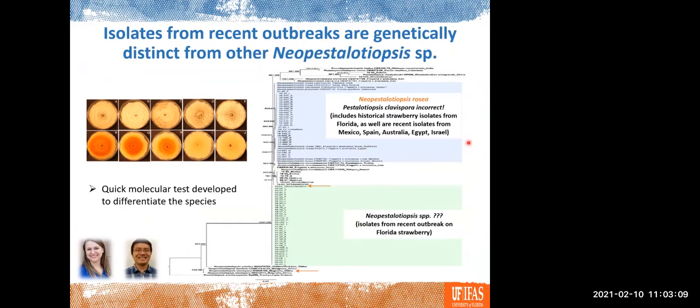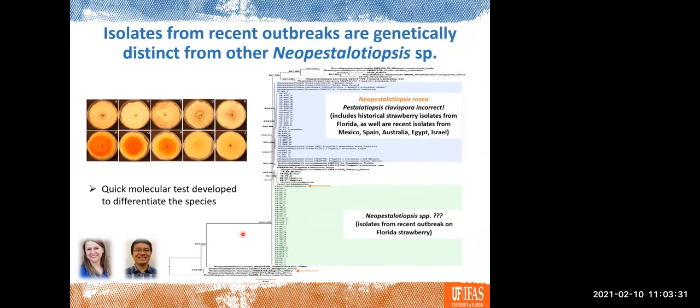I do realize this is small to read, and I don't expect you to. What I basically want to show you, there's 2 clades. The blue one here includes isolates that were collected historically in strawberry fields in Florida and elsewhere. And now the isolates in the green box here are isolates that were collected from recent outbreaks.